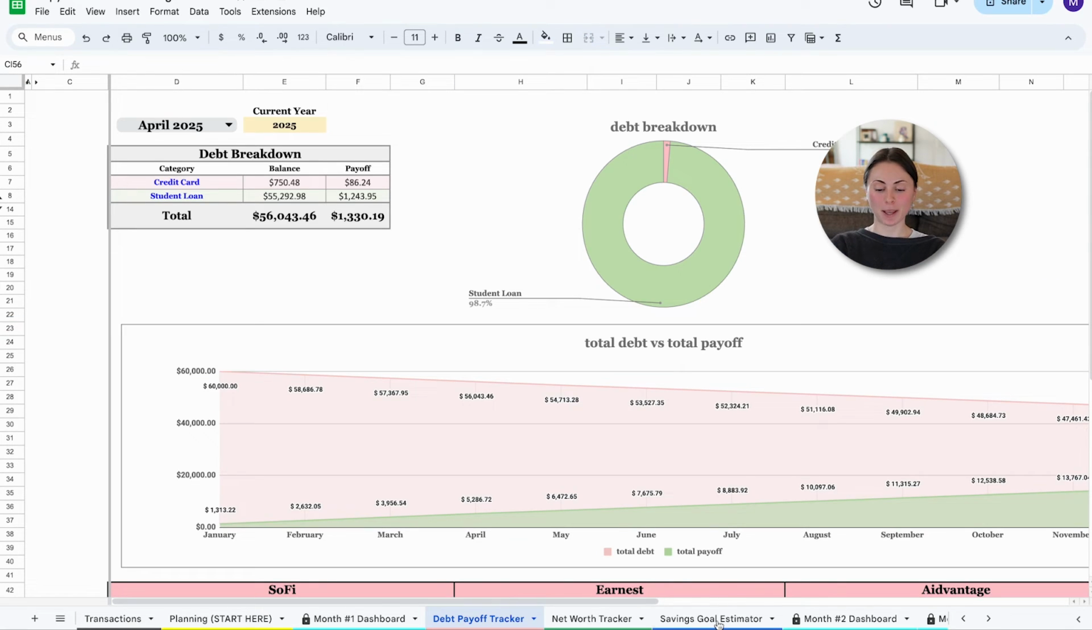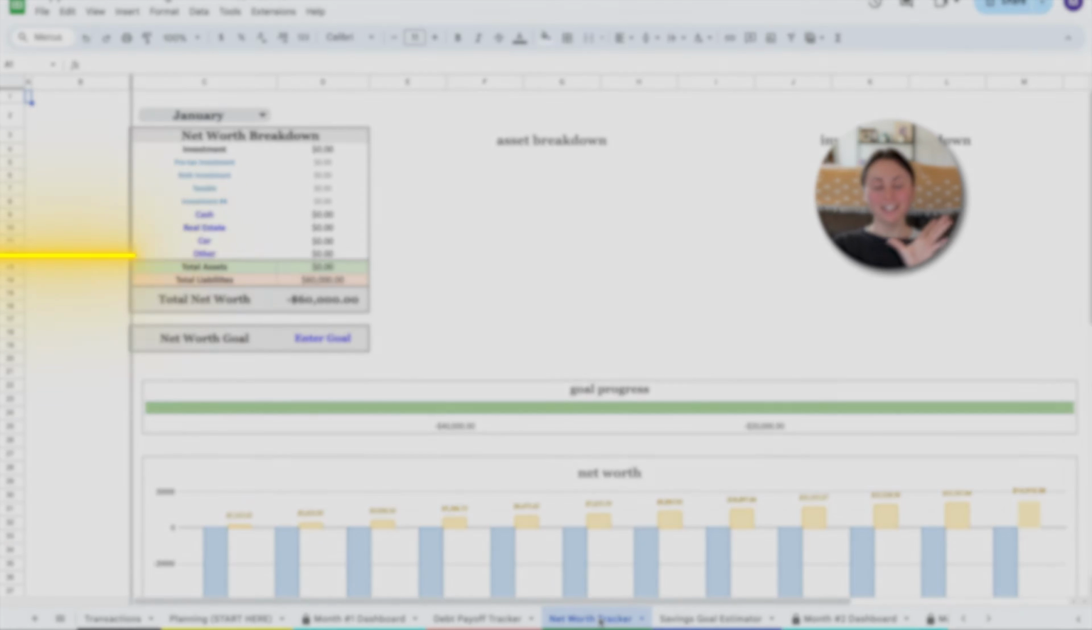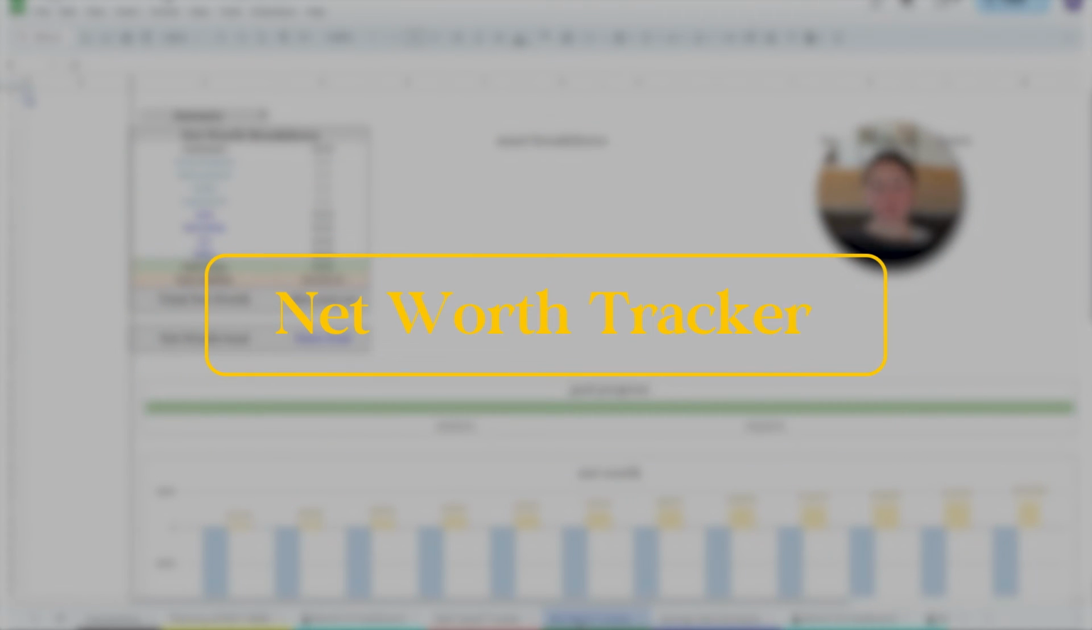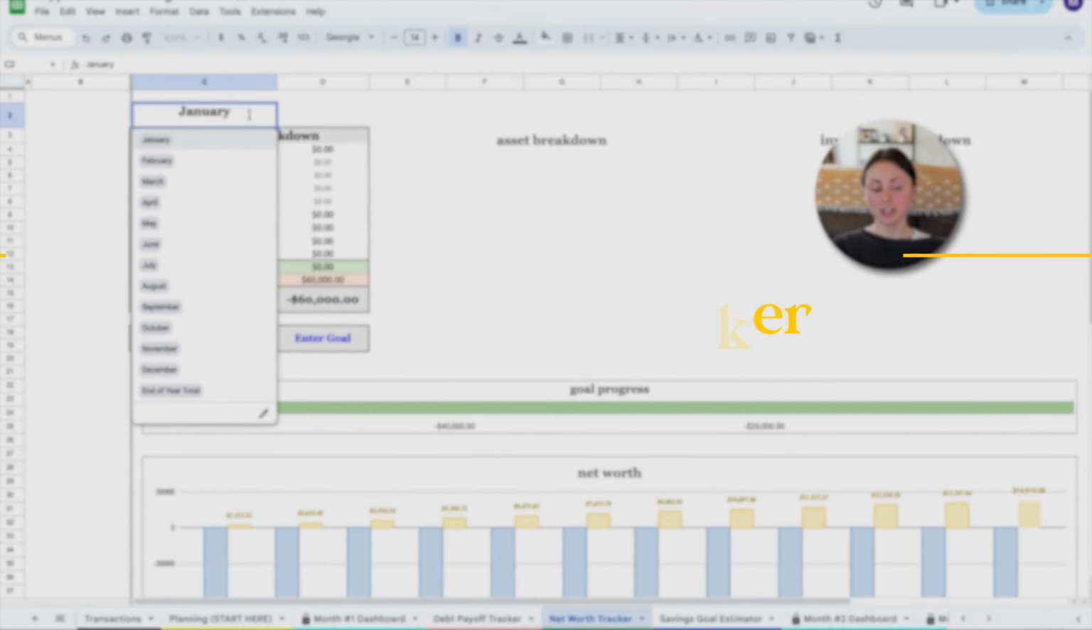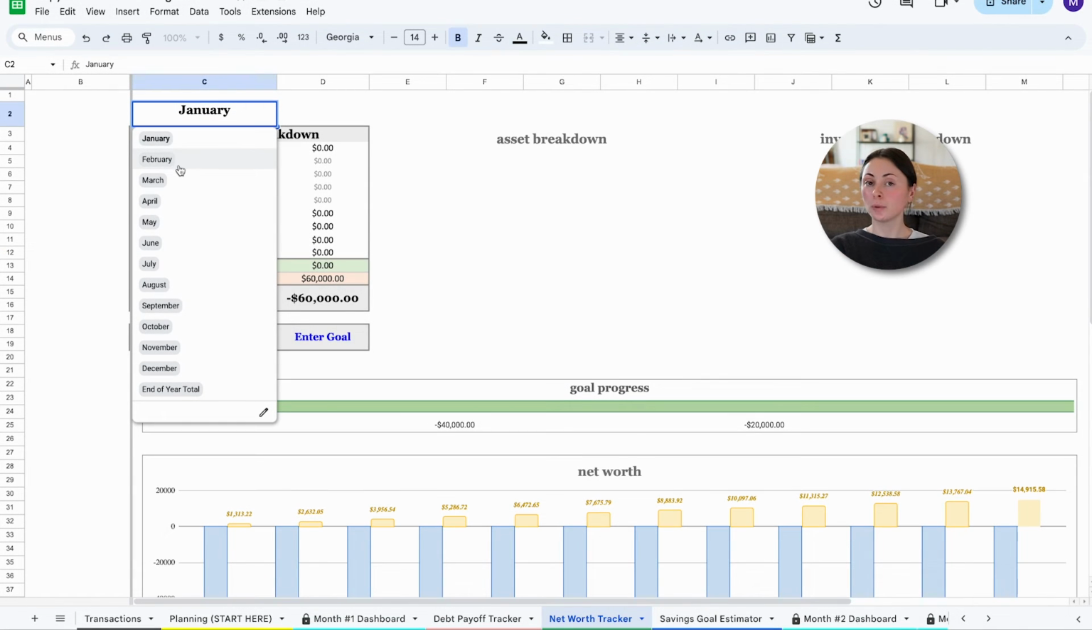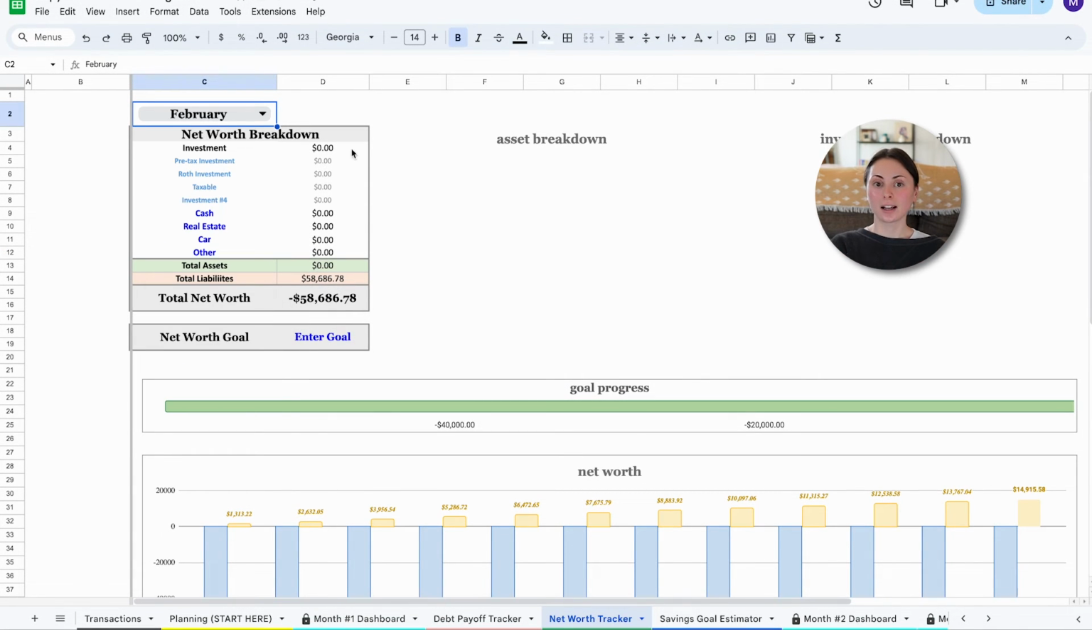That is everything for the debt payoff tracker. And we just have one more left, which is the net worth tracker. This also got a revamp from last year's template, and it's the same idea. So you can update every single month to the new numbers. As you move through the month, you'll just update to the current month.